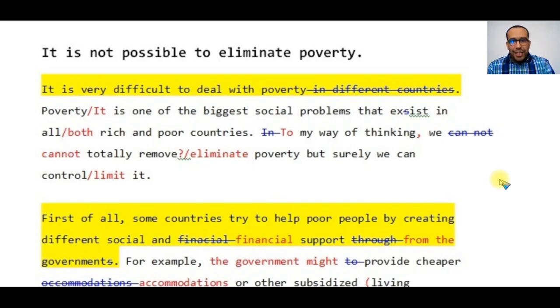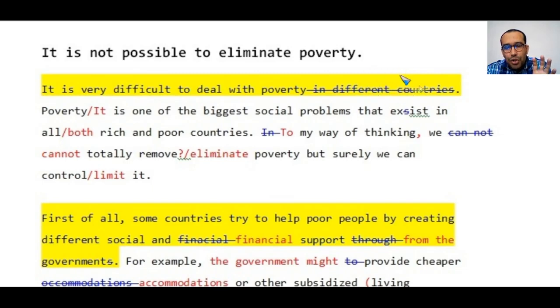Now, let's read the first sentence and try to cast light on some of the issues that we may want to refer to, the problems that this sentence has. I'm reading the first sentence of the introduction: "It is very difficult to deal with poverty in different countries." So at first glance, if you are not wary, if you are not careful, this would appear to you like a good sentence, grammatically speaking, but in terms of semantics, here you're trying to convey one idea, but in fact, that's not exactly the idea that you have in mind.